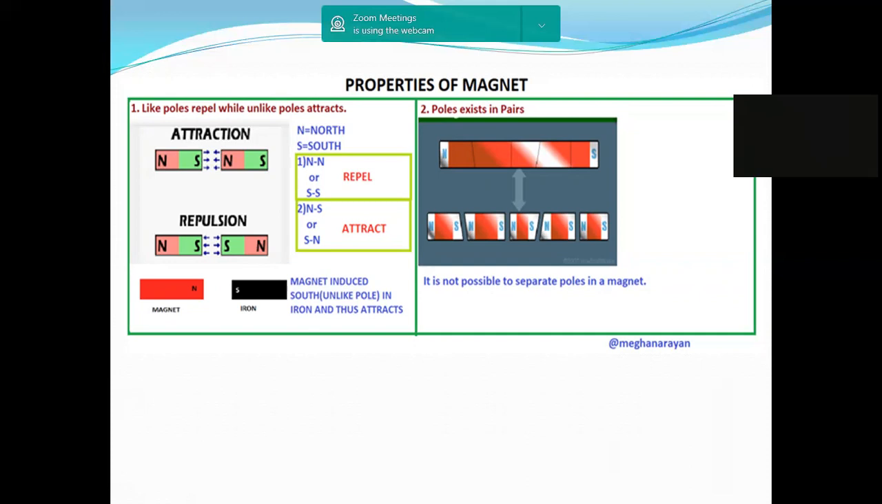Here is the time to learn the second property. Poles exist in pairs. You have a huge piece of iron and you break it down into smaller pieces. You can see in each piece, poles are developed on their own. They exist in pairs, and this is the second property of a magnet. It automatically gets created. You are not going to write it, no one is going to make it. It automatically gets developed, and it is impossible to separate the poles in a magnet.